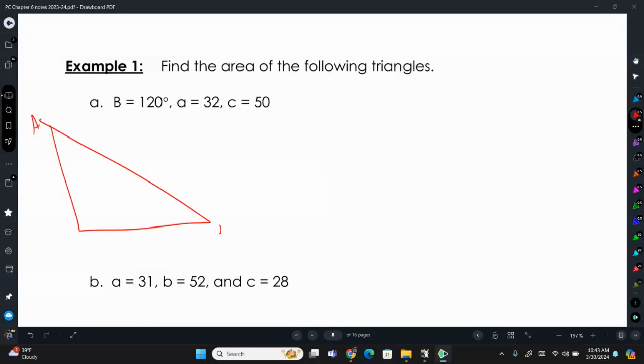So we have A, B, C. Angle B is 120 degrees. Side A is 32. And side C is 50. So in this case, we do have the two sides that touch the angle we're given. So we can just use area equals 1/2 times the two sides, 32 times 50, times the sine of 120 degrees.